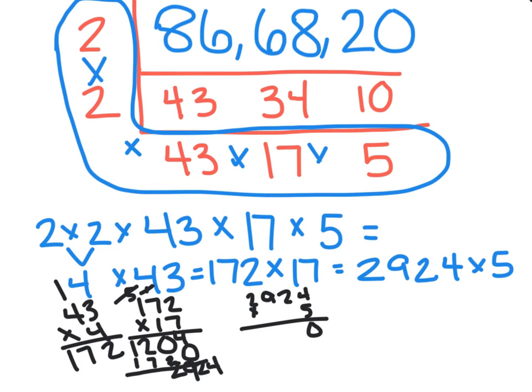Five times 4 is 20. 5 times 2 is 10, plus 2 is 12. 5 times 9 is 45, plus 1 is 46. And then 5 times 2 is 10, plus 4 is 14. So the least common multiple of these 3 numbers would be 14,620.